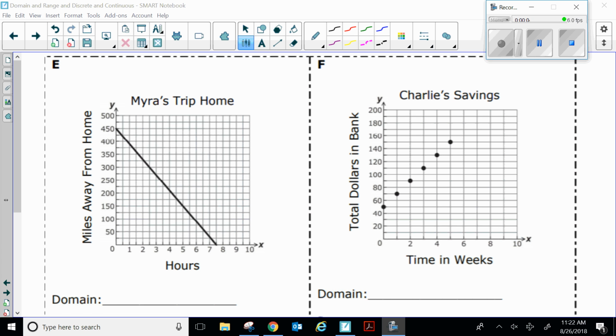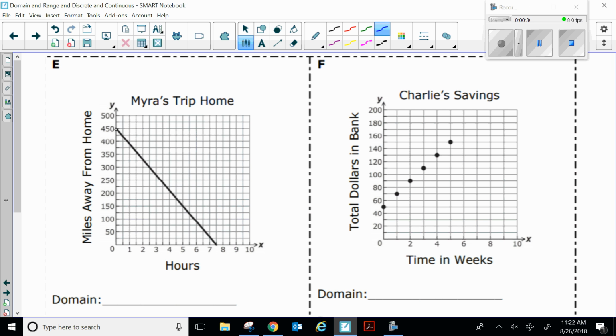Okay, in this video, we are going to be looking at discrete and continuous as it relates to domain and range. Okay, so we're going to start with Myra's trip home and Charlie's savings just to get a clear understanding about what discrete and continuous are. So if we look at the two different situations, you can see we have Myra's trip home.